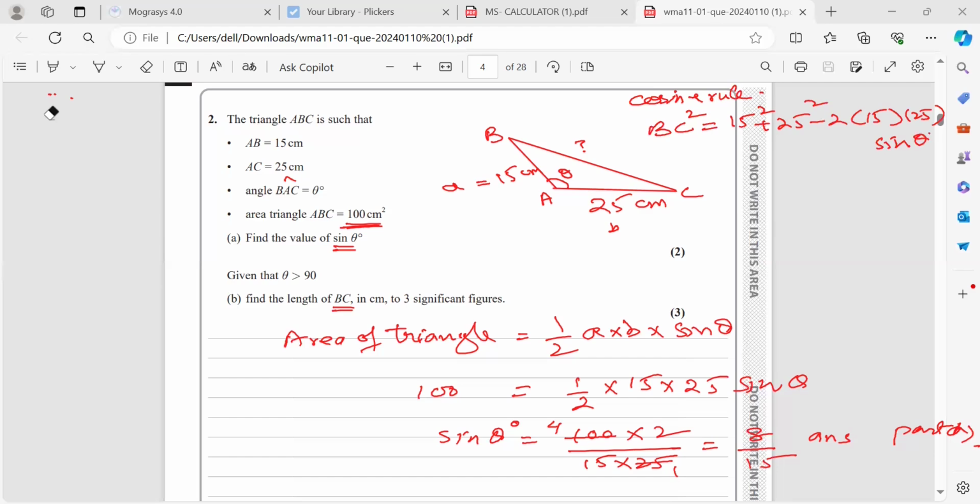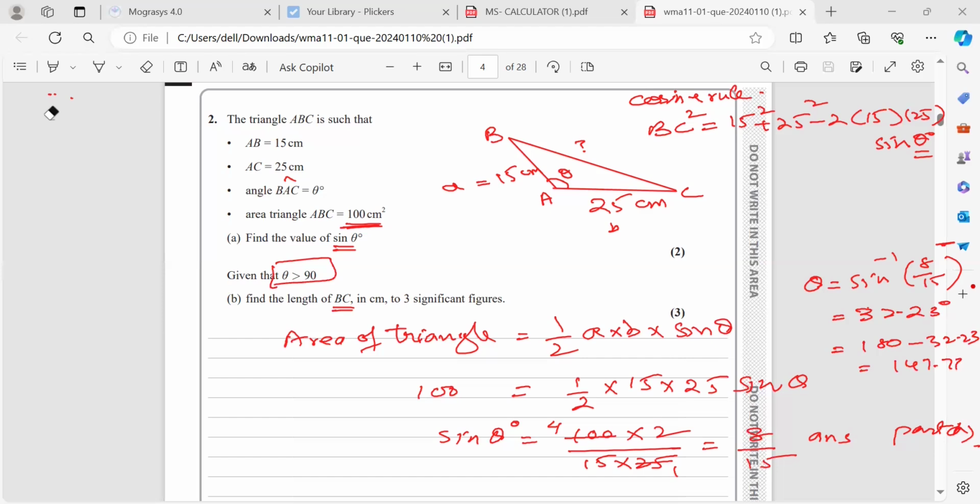So what is that angle theta? For that, we have to find out from here angle theta equal sine inverse of 8 upon 15. So it becomes 32.23 degrees. But here we are given that theta is greater than 90. Then we can make it equal to 180 minus 32.23. So it becomes 147.769, or we can round it to 2 decimal places, 147.77.